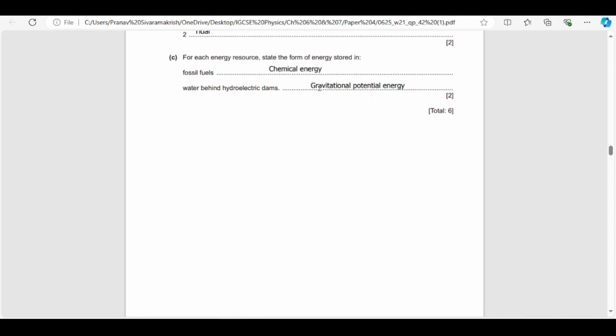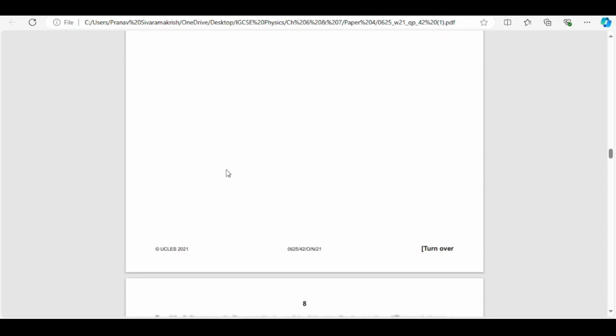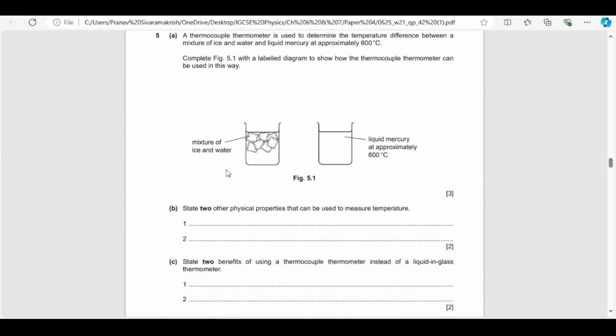The chemical energy, when it's burned, the bonds break, and that energy is released usually as thermal energy, but it can also be a bit of light if the object being burned glows. There's definitely going to be heat, and it can obviously be used to generate electricity. The same with water behind hydroelectric dams. They've got gravitational potential energy, which is then converted to kinetic energy and then potentially electrical energy.